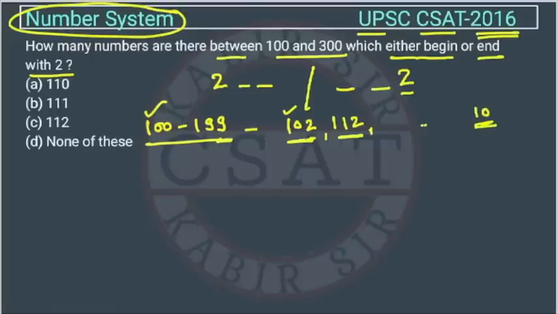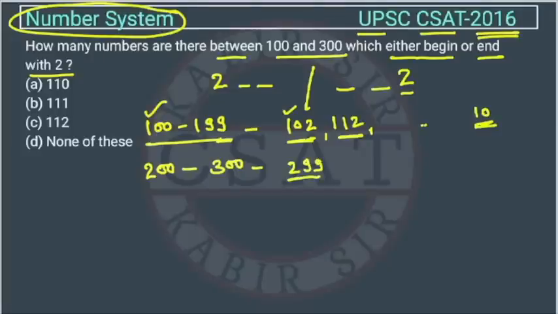Now we have reached 200, 200 to 300. How many numbers will there be, right? So in this series we will find numbers starting with 2. So all the numbers will start with 2, from 200 to 299.